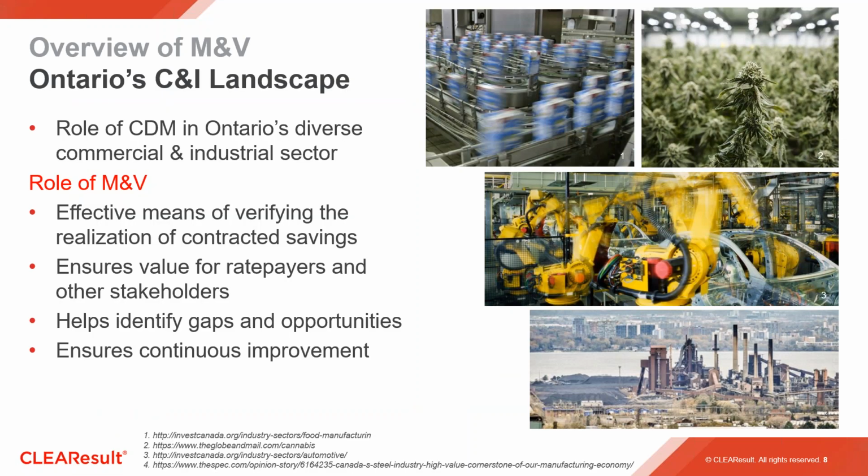Conservation demand management has played a very important role in the diverse C&I sector in Ontario, not only to reduce electrical load on the grid and avoid costly new infrastructure, but also to significantly cut costs for the participants. Consequently, more efficient operation and reduced downtime are only some of the inherent benefits to the participants.